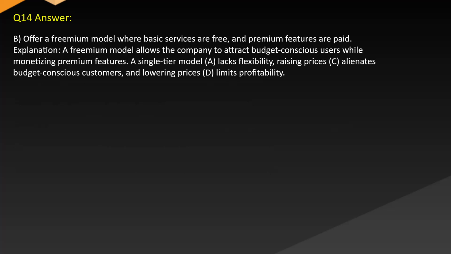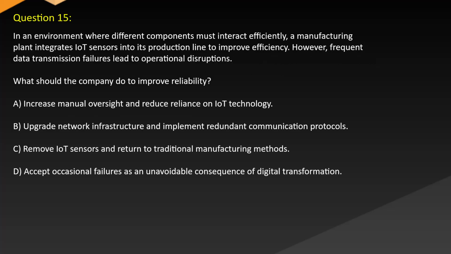Answer: B. Offer a freemium model where basic services are free and premium features are paid. Explanation: A freemium model allows the company to attract budget-conscious users while monetizing premium features. A single-tier model (A) lacks flexibility, raising prices (C) alienates budget-conscious customers, and lowering prices (D) limits profitability.